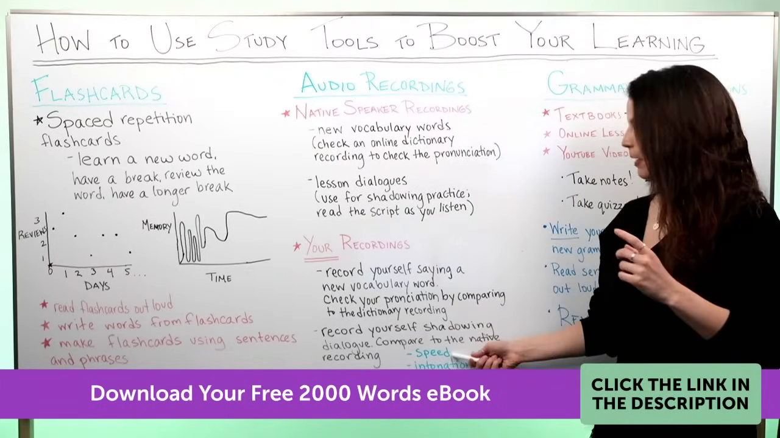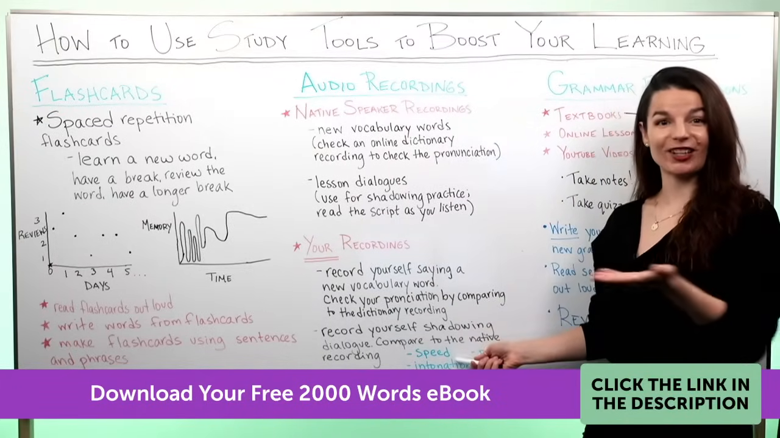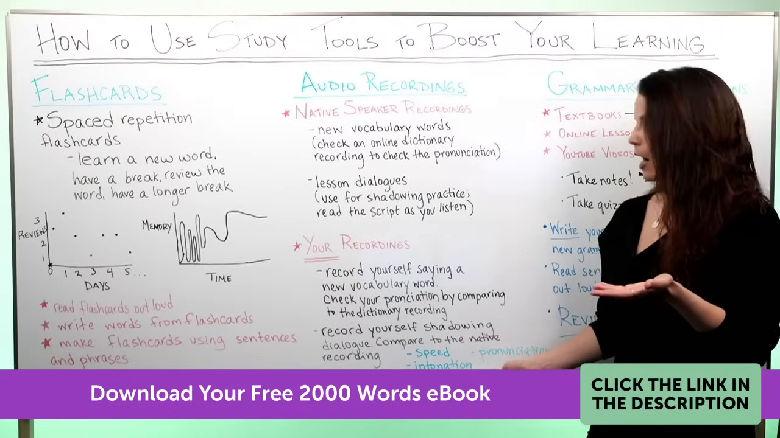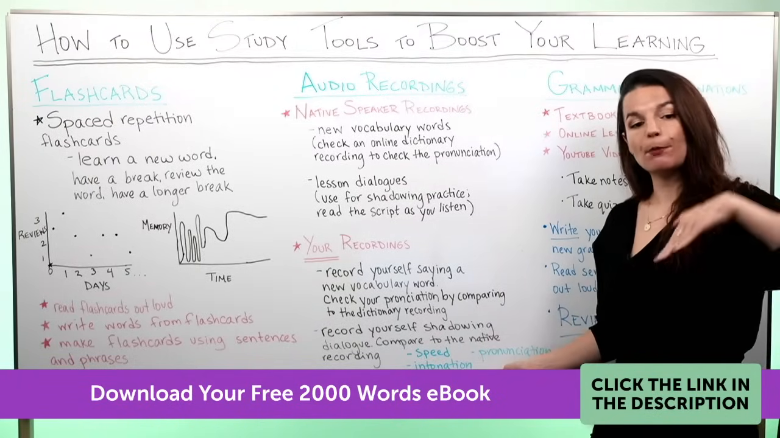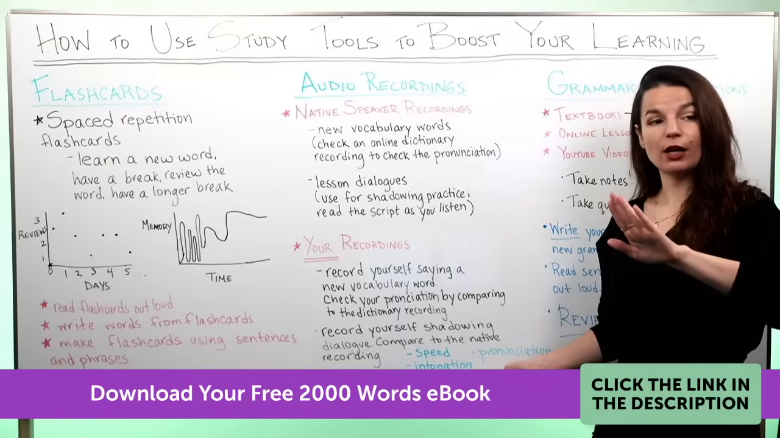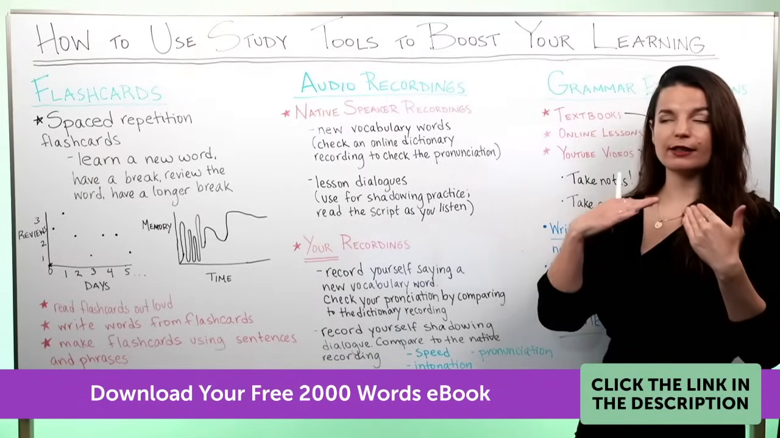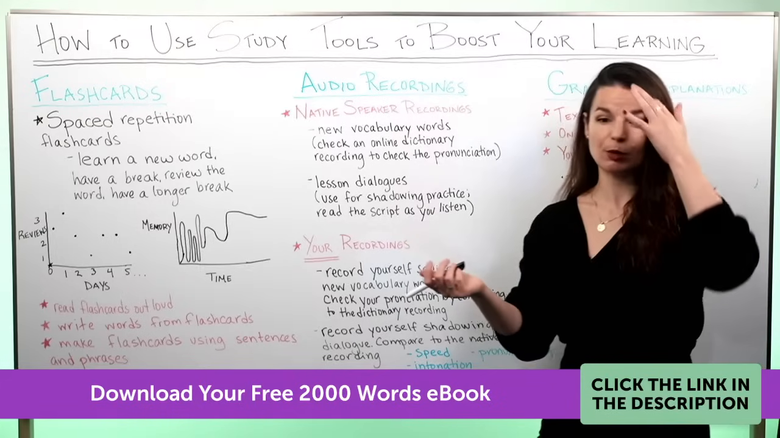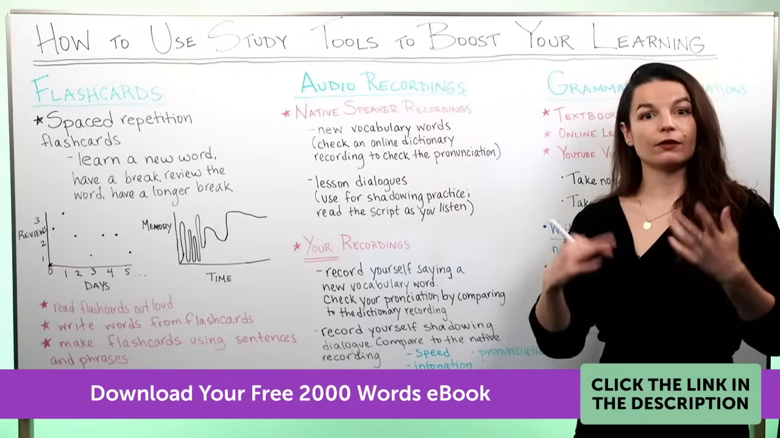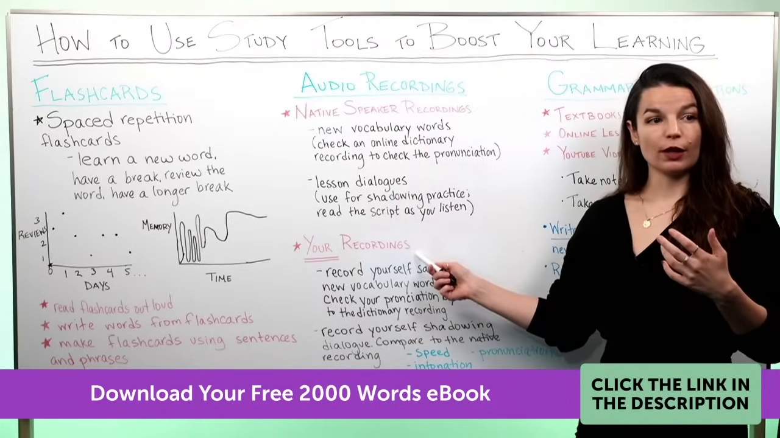Did you have good speed? Was it matching with the native speaker's speed? How was your intonation? That means the up and down sounds of the language, yeah? How was your pronunciation, right? Where were the parts where your pronunciation was a little different from the native speaker? So think about these kinds of things when you listen to your recordings.